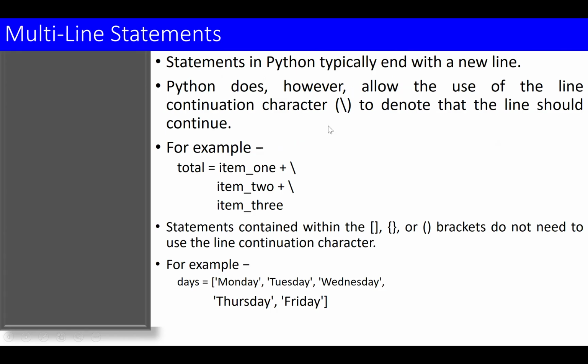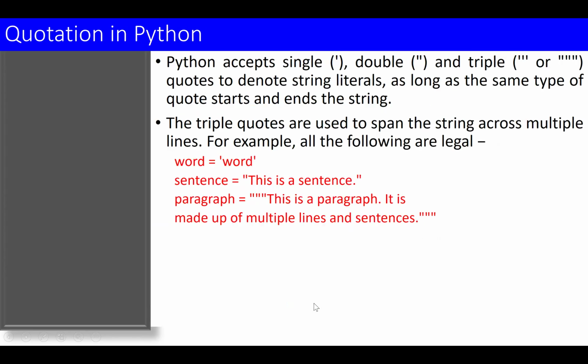So for continuation, we use this continuation character, and statements contained within square brackets, curly braces or parentheses do not need the line continuation character. So if you write anything in between these brackets or parentheses, there is no need to use the continuation character. For example, we take a list. This list has the days of the week, displayed here: Monday, Tuesday, Wednesday, Thursday, and Friday.